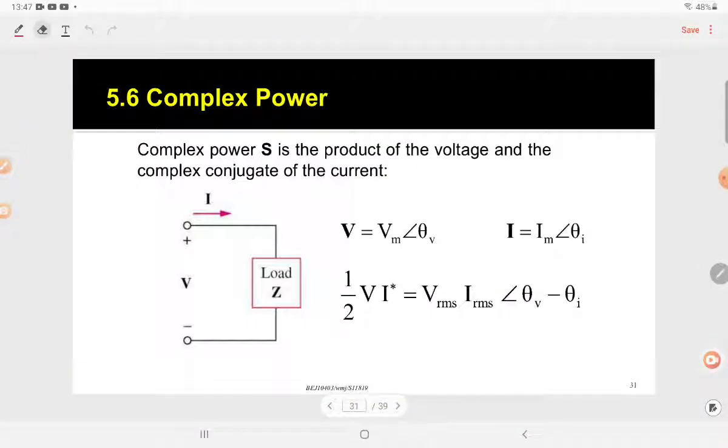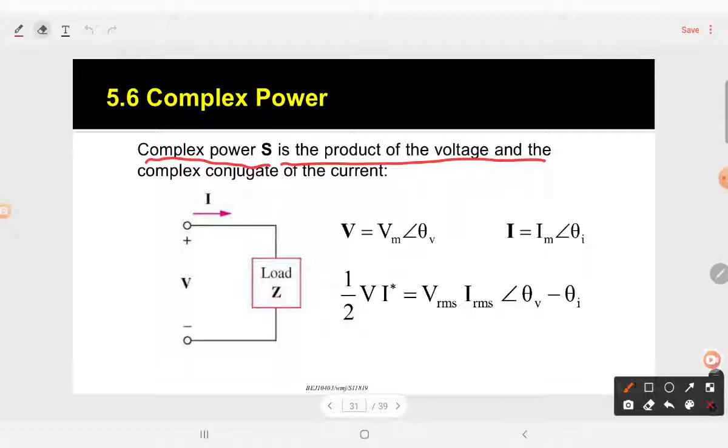Okay. So what is complex power? Complex power is actually apparent power in a complex form, right? Complex power S is the product of the voltage and the complex conjugate of the current, right? Usually complex power is denoted by the bold S over here. This is our complex power.